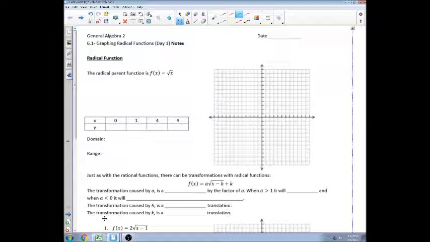This lesson is for my Algebra 2 class. It is 6.1, Graphing Radical Functions. Radical function. The radical parent function is f of x equals the square root of x.